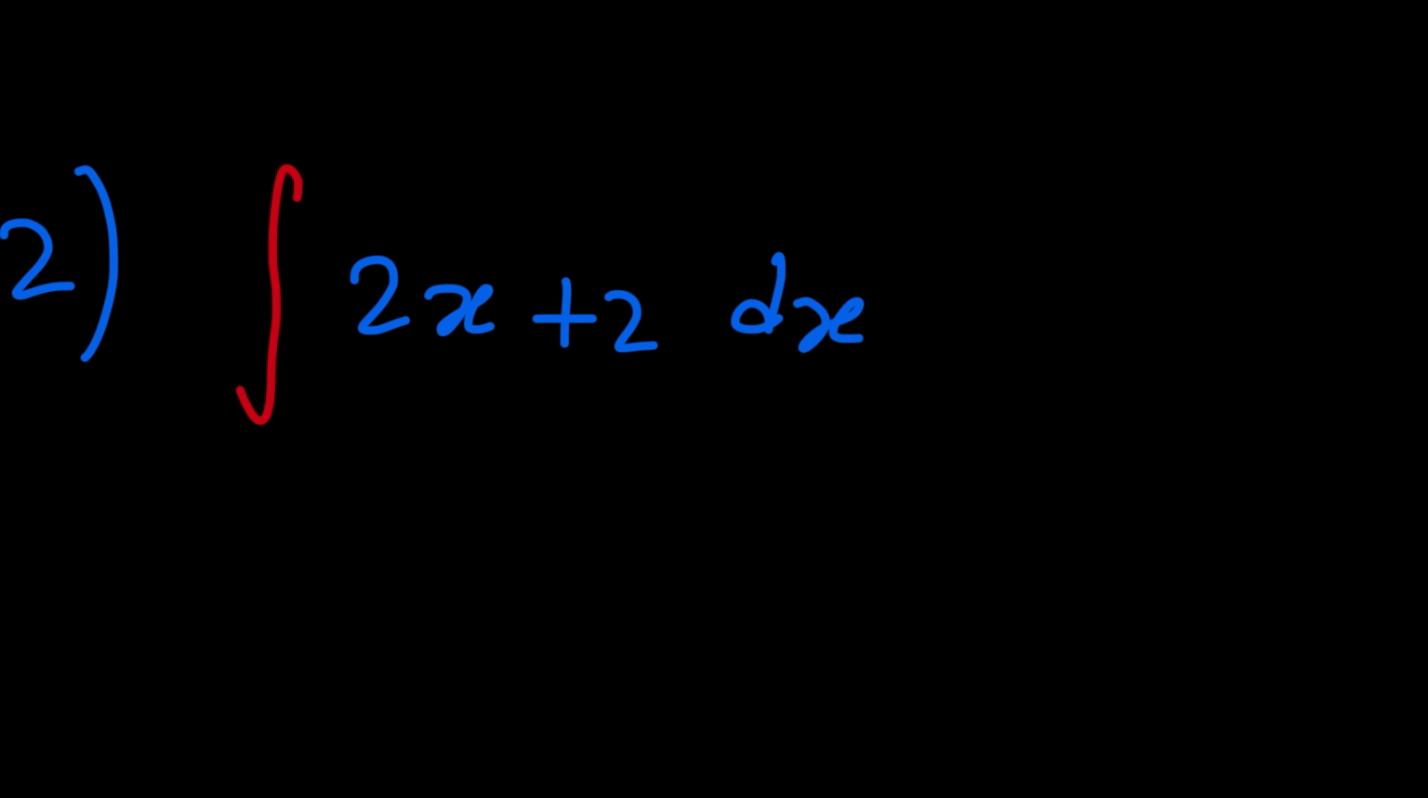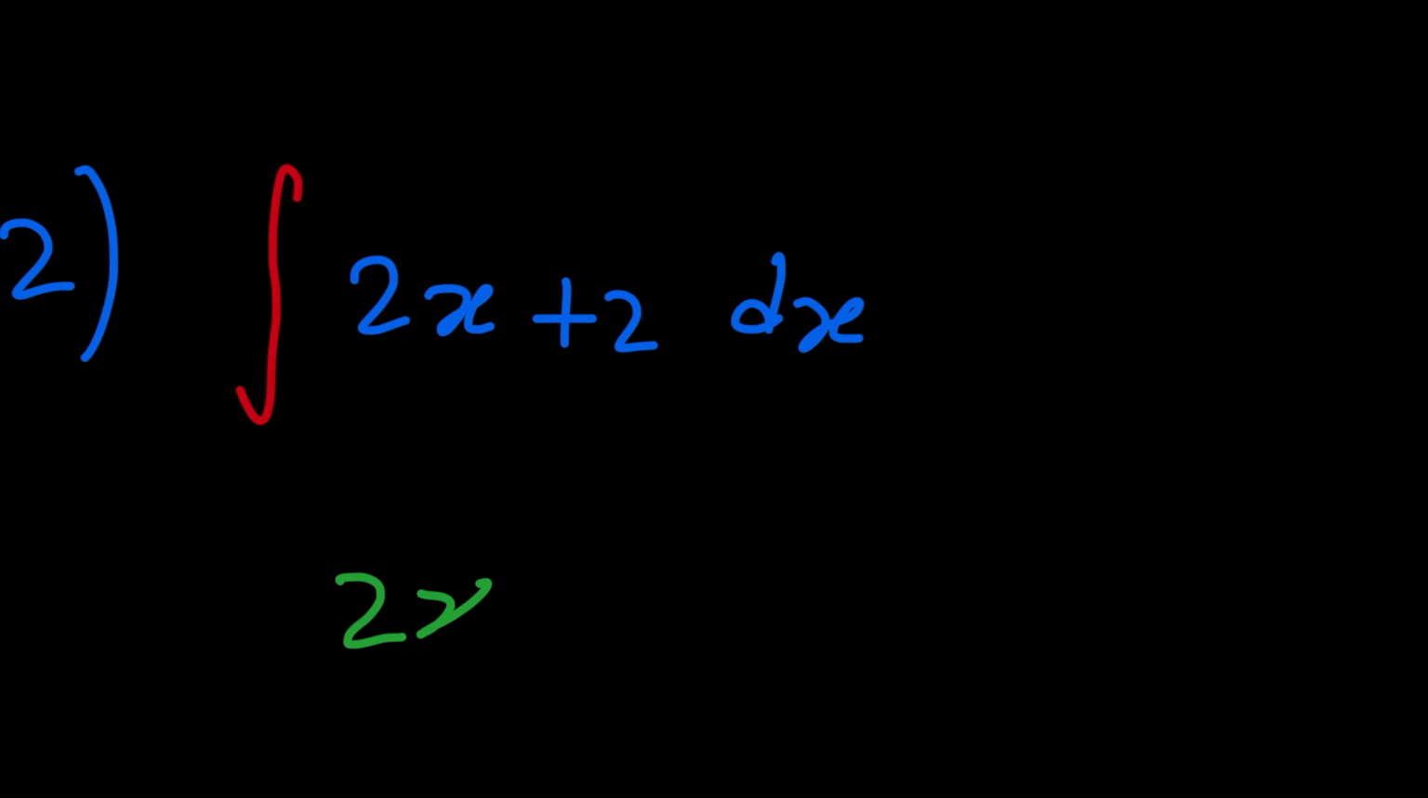Okay, now as you can see, we have an integral problem here. And this right here is, I've used red to symbolize indefinite integrals. So this right here is an indefinite integral. So let's see what exactly it means here. So I got 2x plus 2, and I want to integrate 2x plus 2. So let's use the inverse power rule to integrate 2x plus 2.